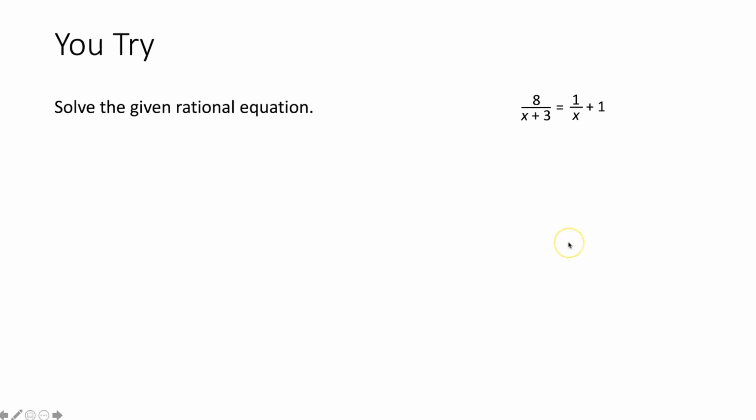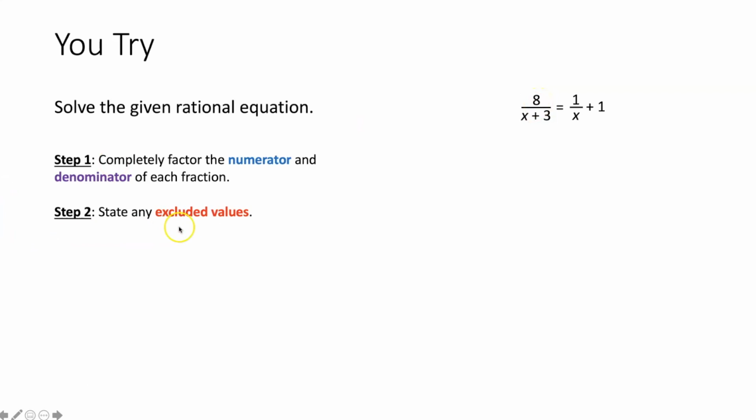Okay, doing the same thing here. So step 1, we want to completely factor the numerator and denominator of each fraction. So it looks like we are completely factored and ready to go. We could make this 2 times 2 times 2, but we're just going to leave it as 8 for right now. So we move on to step 2, where we state any excluded values.